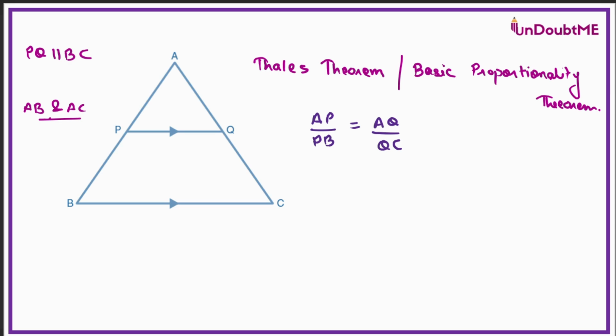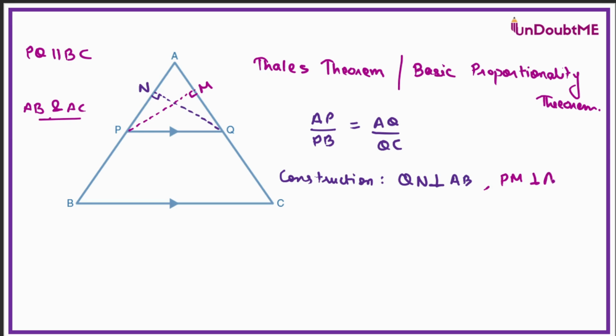Now just to begin with, we have to do some construction. So we will create a perpendicular from Q on side AB, and we can name this thing as N. So QN, I'll write construction, and in construction it is QN perpendicular to AB, and also I will draw PM perpendicular to AC. How this will be used, that I'll let you know in the upcoming part, and then we will join PC and BC. Okay, so we'll write this also, join PC and BC.